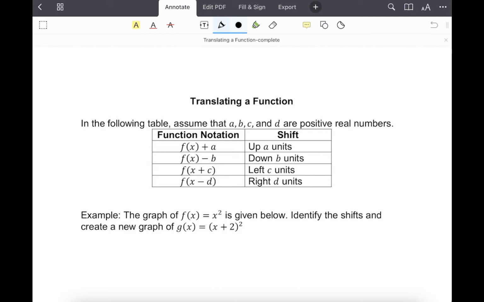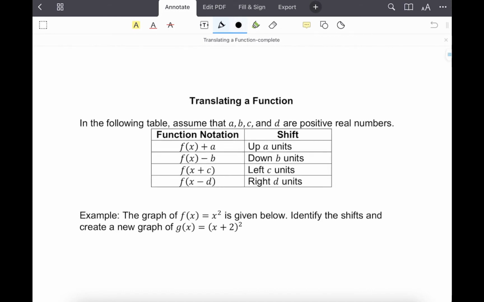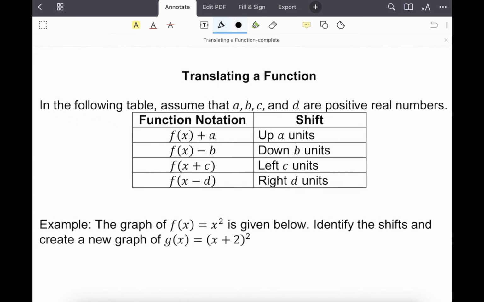Translating a function involves moving the original function up, down, left, or right. Here in this table, I have the transformation that you'll see, and then what you'll do as far as shifting with what you identify as A, B, C, or D. If the constant is outside and adding, you shift it up. If it's outside and subtracting, you shift it down.